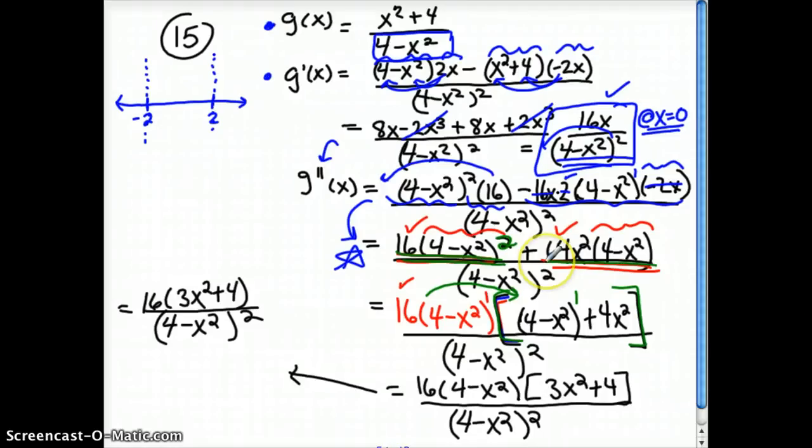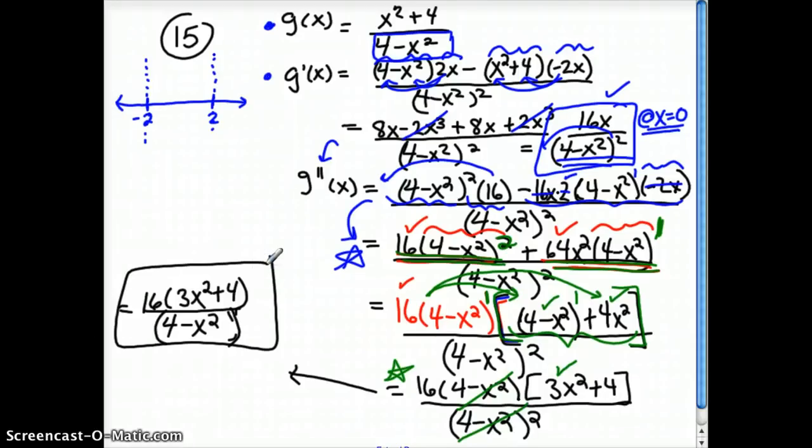For my next piece of the sum, I need a 64x squared, which is why I'm putting a 4 in to get the 64, and I'm putting the x squared in to get the x squared. I need one 4 minus x squared, and I've already got it. So that's all factored. My next step, I simply cleaned this up by saying a negative x squared plus a positive makes 3x squared, which led me to this expression right here. I then noticed I had a common factor that can cancel, which left me with this right here for my second derivative.